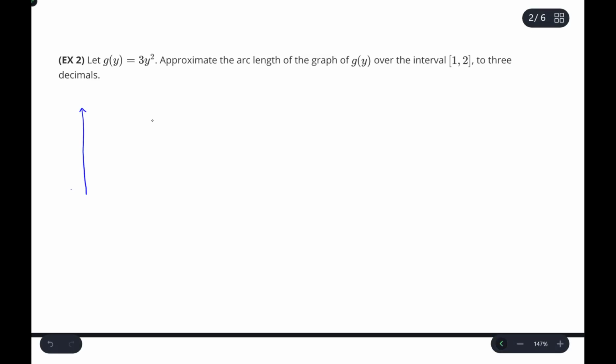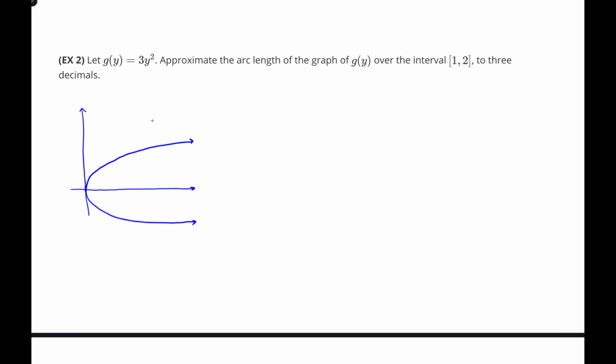3y squared, that would effectively be a parabola, but it's going to be facing this direction instead of up. So it might look something like that. Then we would be integrating over the interval from 1 to 2, and it's important to note that because the function is defined in terms of the variable y, this is a y interval. So where y is equal to 1 to y is equal to 2, that would be from here to, say, right here. So this is the arc length that we actually want to calculate.